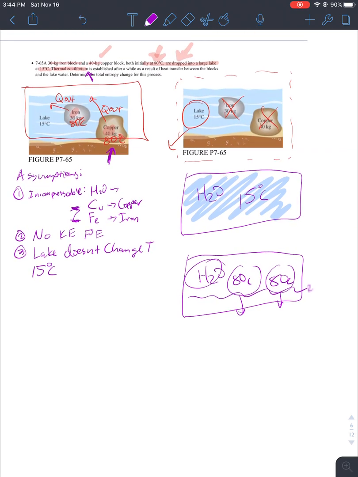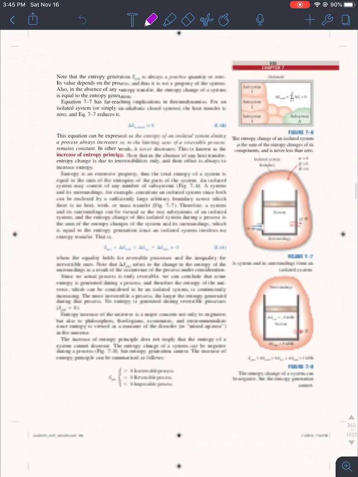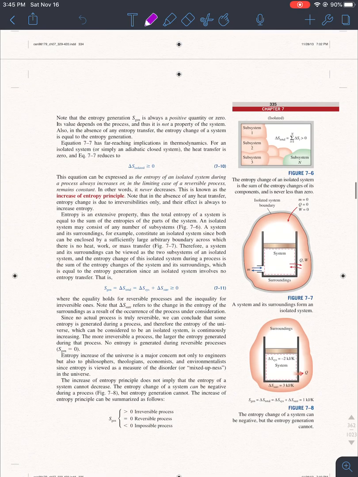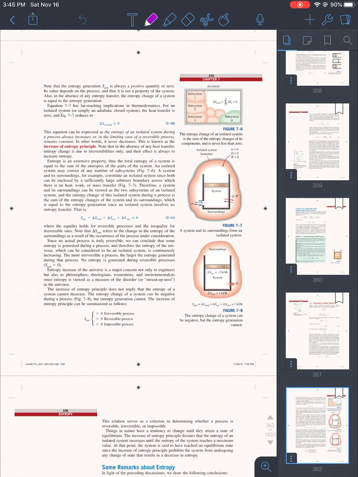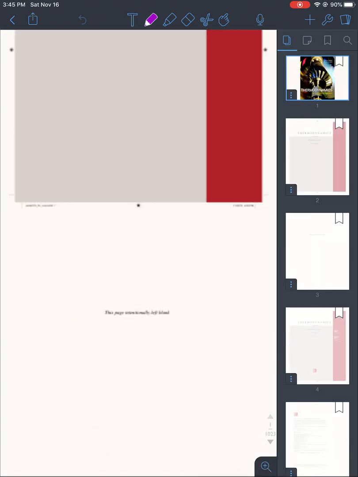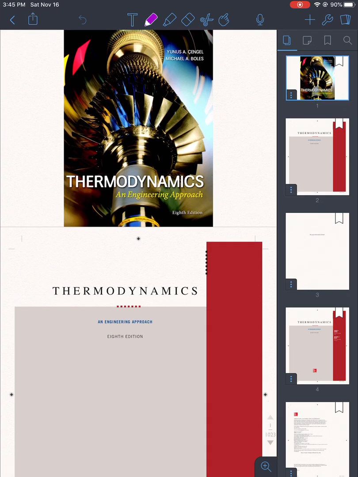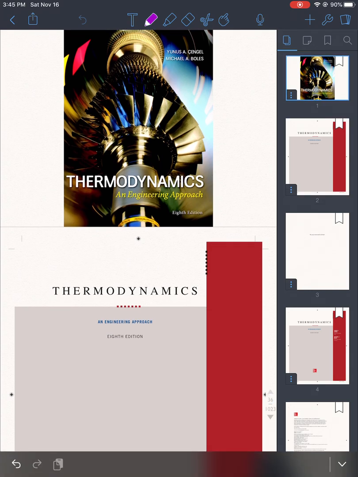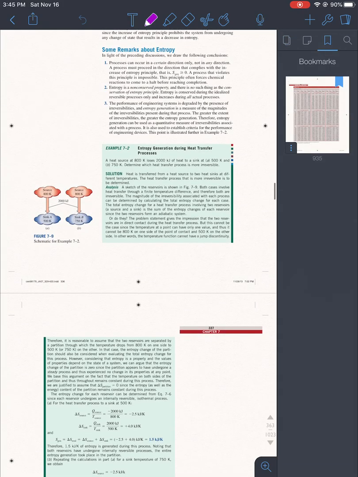So we're basing this off of, I think, a Cengel thermo book. Let's see what the book is. Thermodynamics, Cengel. Let's go to page 362. I think it's the wrong page. Okay, what was the page I needed? Maybe it was bookmarked. It was not bookmarked.